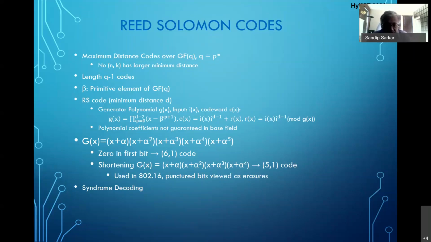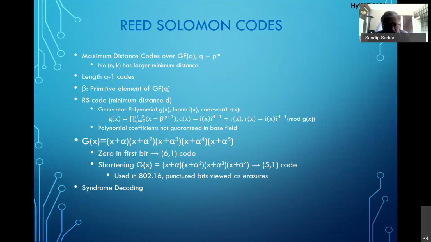As a result, we are forced to do these minimum distance codes over GF(q), and these are length q minus 1 codes. If beta is a primitive element of GF(q), what does a primitive element mean? It means that beta, beta square, beta cube, all the way to beta to the power p to the power m minus 2, form all the non-zero elements of the field. Of course, you cannot generate zero out of this, but you can generate all the non-zero elements, so that p to the power m minus 1 elements are generated, and beta to the power p to the power m minus 1 will be equal to 1.